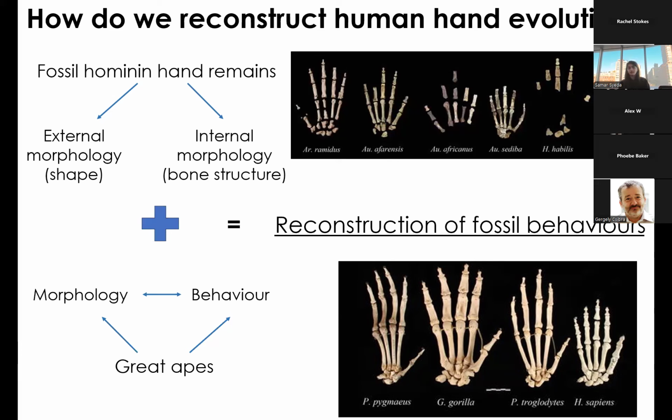And obviously that's not just in the hand. Most paleoanthropologists that do functional morphology or try to reconstruct fossil hominin behaviors across any bone of the skeleton do that, where they compare any fossil remains to the great apes.